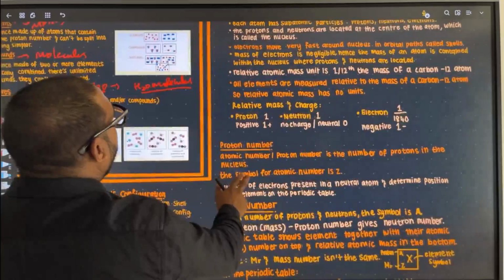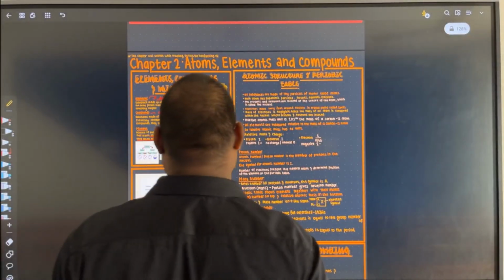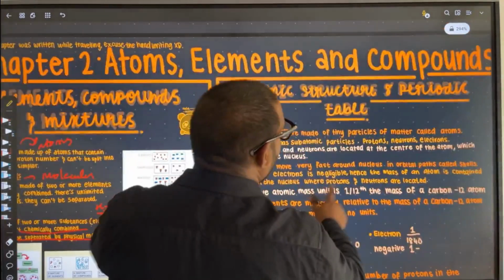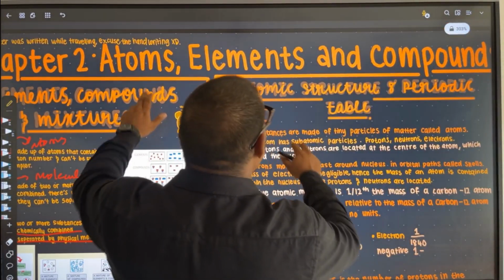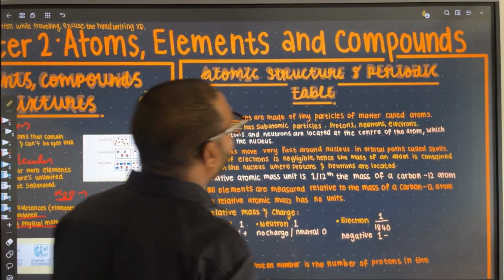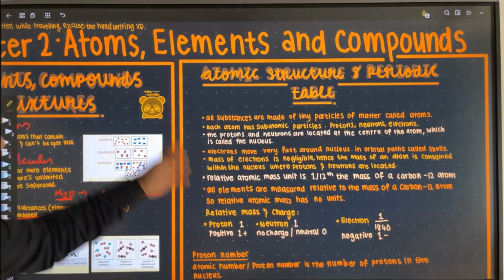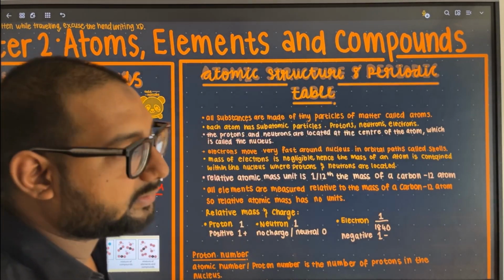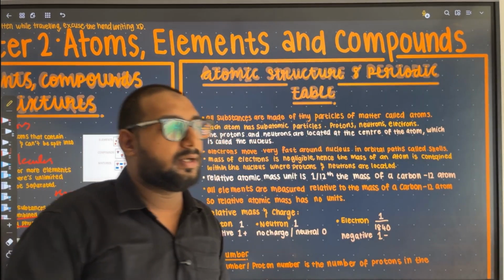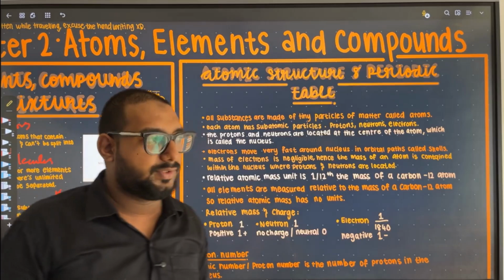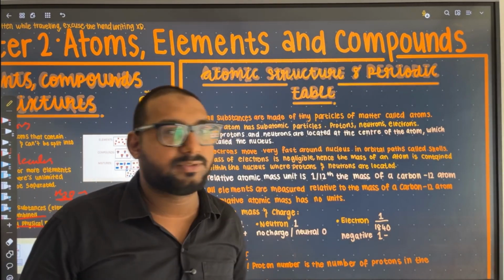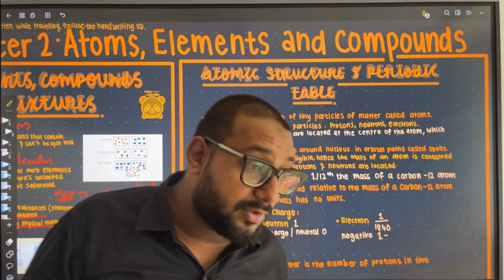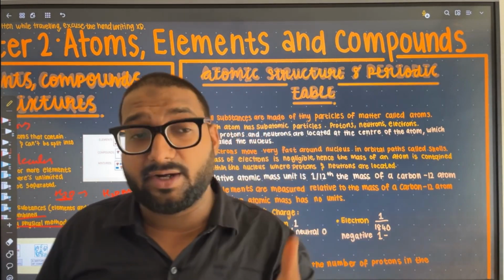Coming to the next topic, which is atomic structure and the periodic table. Now when it comes to atomic structure, all the substances are made up of tiny particles of matter which are called atoms. Whatever you see with your naked eyes and which you cannot see with your naked eyes, everything is made up of atoms.